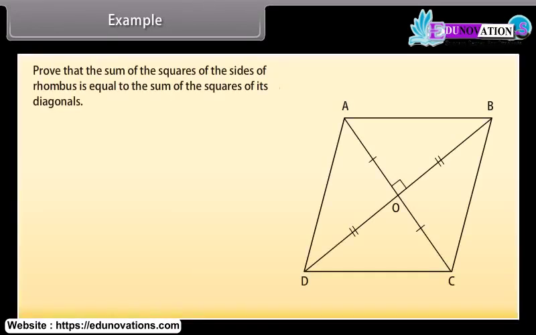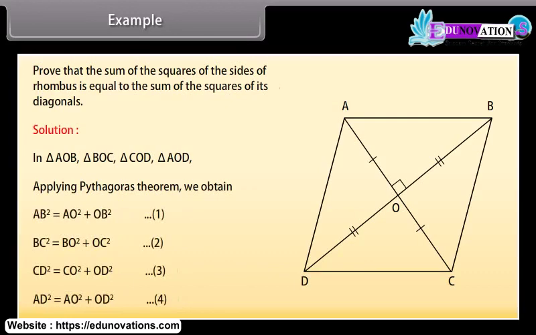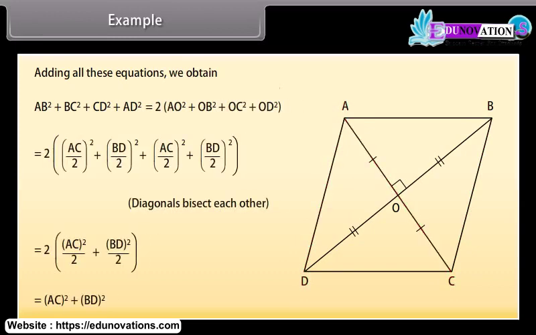Example. Prove that the sum of the squares of the sides of a rhombus is equal to the sum of the squares of its diagonals. Solution. In triangle AOB, triangle BOC, triangle COD, triangle AOD, applying Pythagoras' theorem, we obtain these values. By adding all these equations, we obtain AB square plus BC square plus CD square plus AD square equals AC square plus BD square.